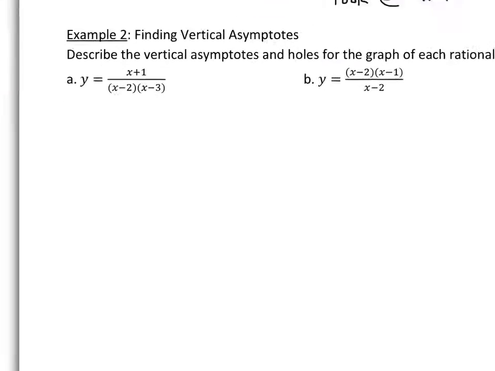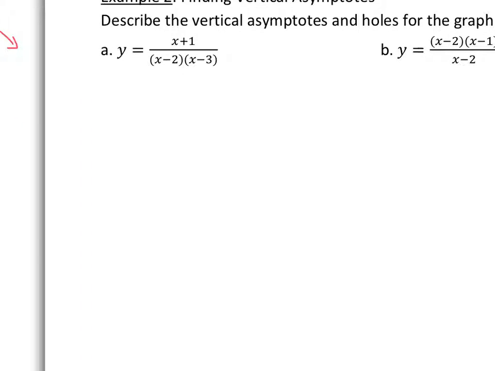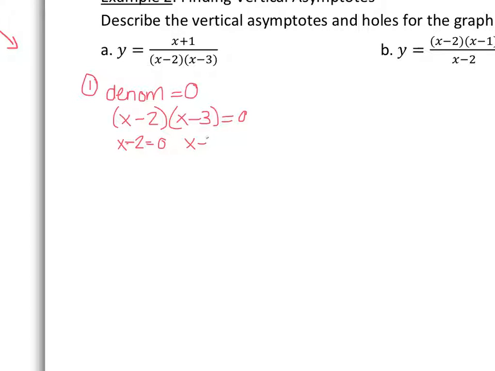So let's look at this in some examples. Step 1, looking for vertical asymptotes or holes, is to set the denominator equal to 0. So x minus 2 and x minus 3 equals 0. So let's see, x minus 2 equals 0 and x minus 3 equals 0. What are my zeros of this equation? Where does it cross the x-axis? x equals 2, x equals 3. So those are points of discontinuity.